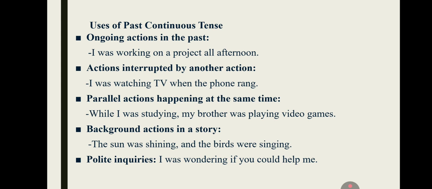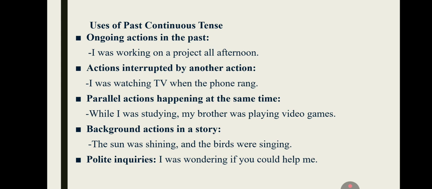Next one, actions interrupted by another action. Example, I was watching TV when the phone rang. Next, parallel actions happening at the same time. Example, while I was studying, my brother was playing video games. Next, to describe background actions in the story. Example, the sun was shining and the birds were singing.